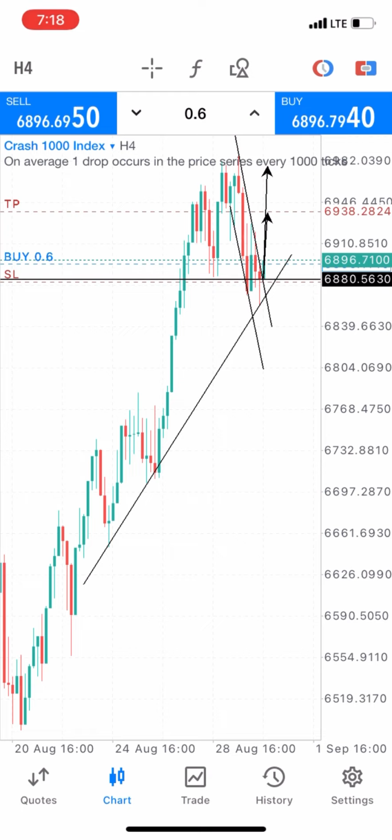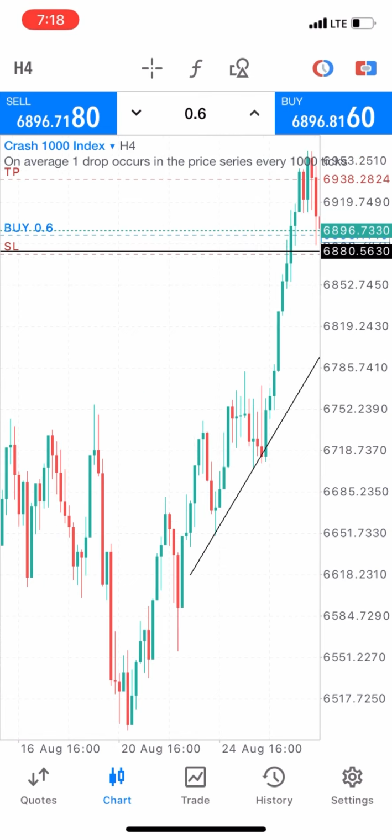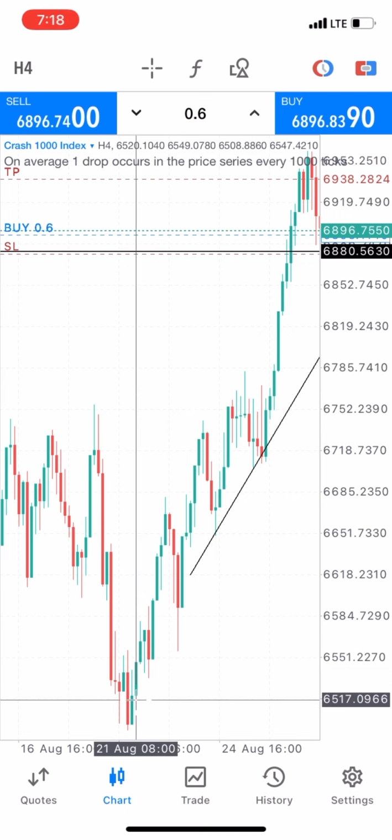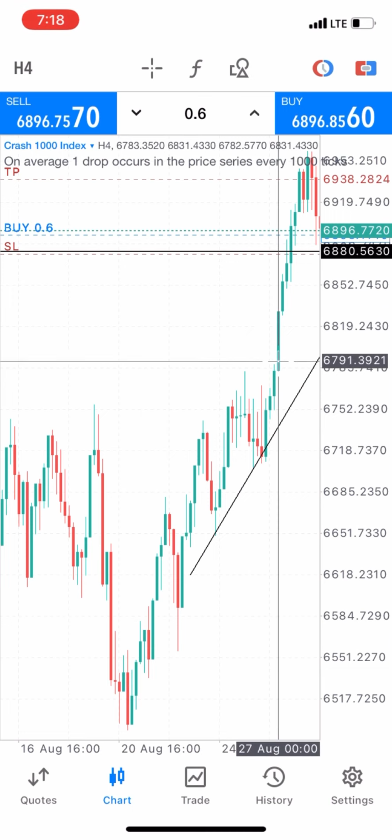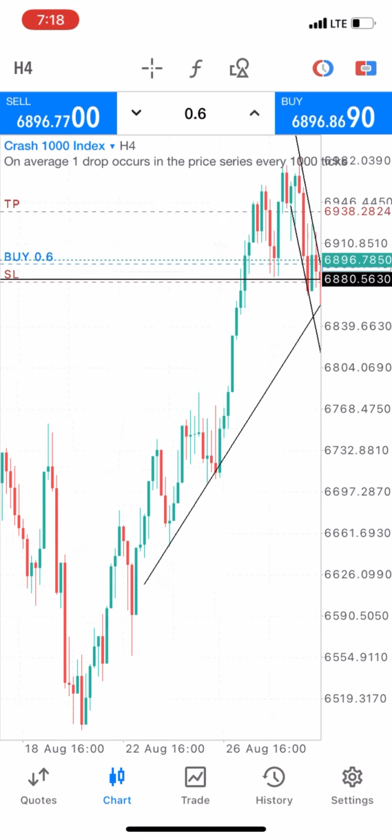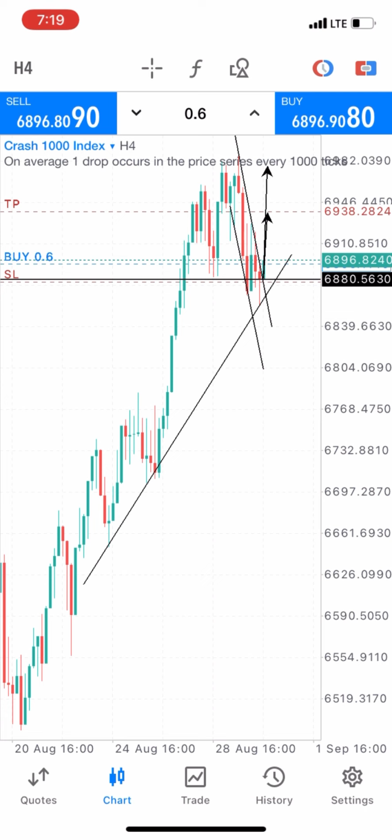You just place your line around that area, and then this has to be done on the higher time frame. Remember that, guys. The 4 hours time frame is good. Daily time frame is good. Also remember to have a series of higher highs and higher lows, and then allow price to come to that area.